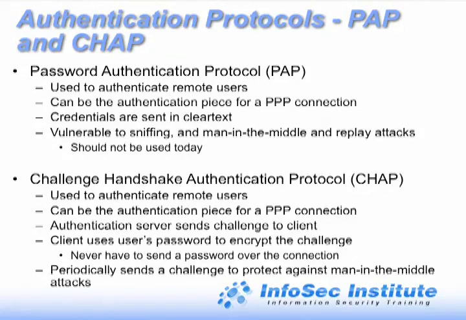CHAP can be used to authenticate when in PPP. It sends a challenge to the client, and the client uses the user's password to encrypt the challenge, and then periodically sends the challenge to protect against man in the middle.